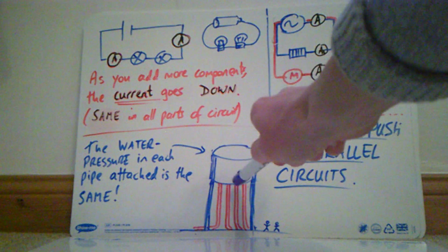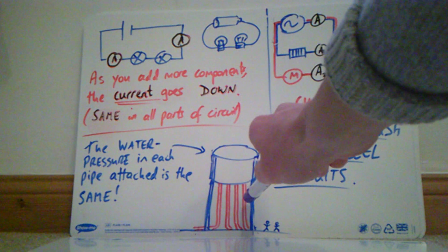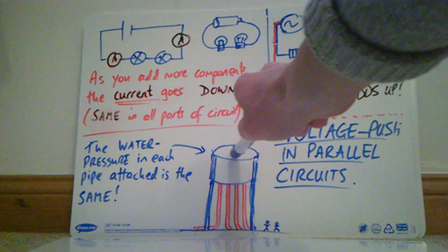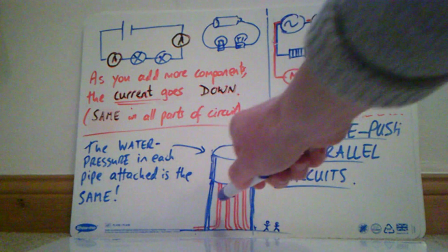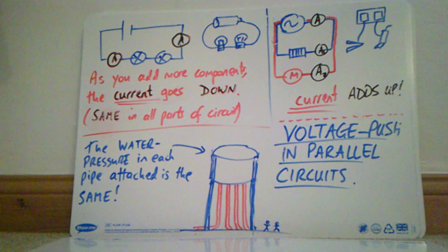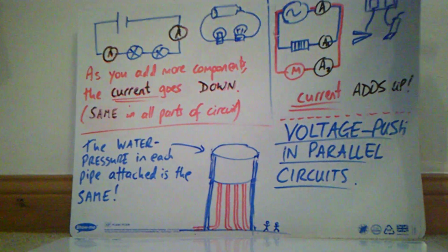Now, the water pressure in each of these pipes is the same, and it's equal to the water pressure from this tank. So in parallel circuits, because they are independent circuits, independent loops attached to the same voltage source, the voltage in each of the parallel loops is the same, and it's equivalent to the voltage of the supply voltage.